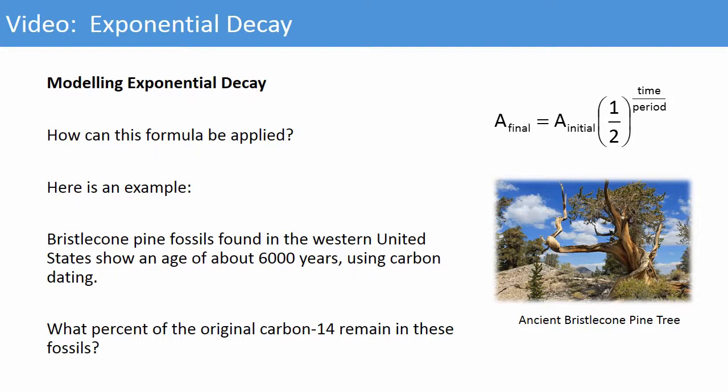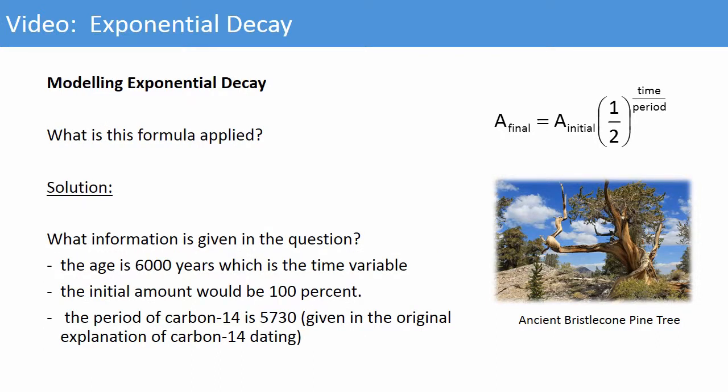Here is an example. Bristlecone pine fossils found in the western United States show an age of about 6,000 years using carbon dating. What percent of the original carbon-14 remains in these fossils? Now, the first step in the solution is to determine what information is given in the question. The age is 6,000 years, which is the time variable. The initial amount would be 100%. The period of carbon-14 is 5,730, which was given to us in the original explanation of carbon-14 dating.